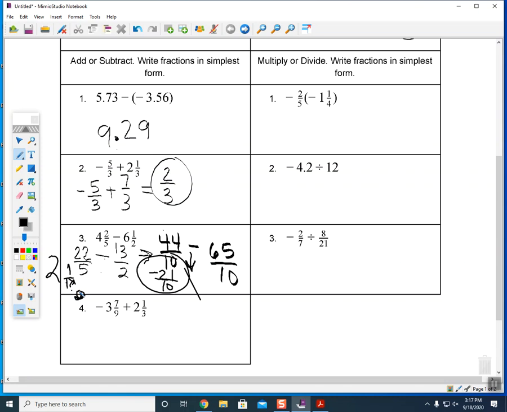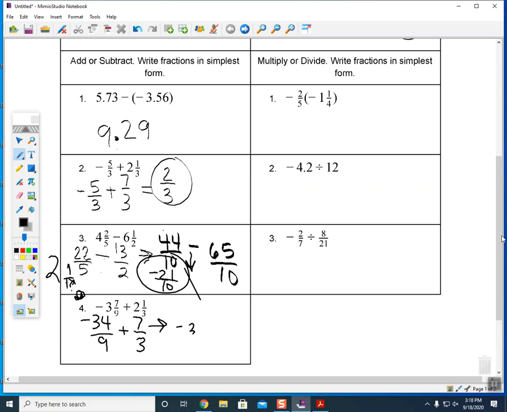So that is that one. And then our last one down here, we've got 3 times 9, which is 27, plus 7. It's going to be a 34. So I'll have negative 34 over 9, plus 2 times 3 is 6, plus 1 is 7, 7/3. Now my common denominator is pretty simple here because I just have to change my second one. You can see that I have a common denominator of 9. So this is going to change to negative 34/9.